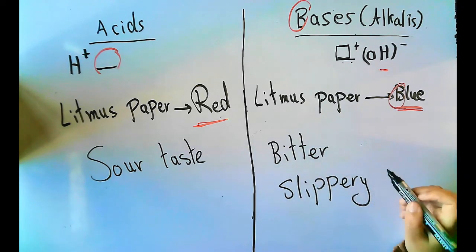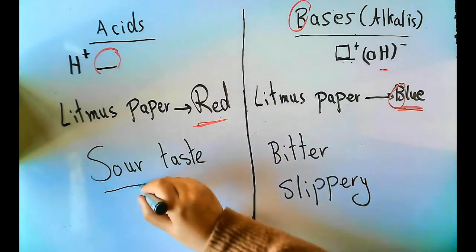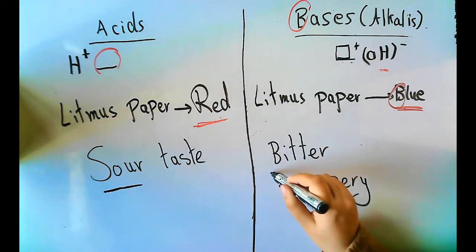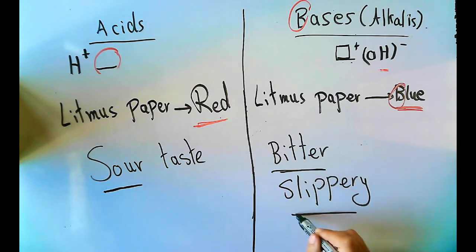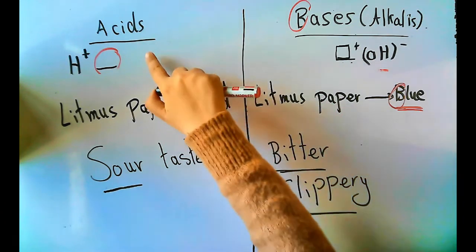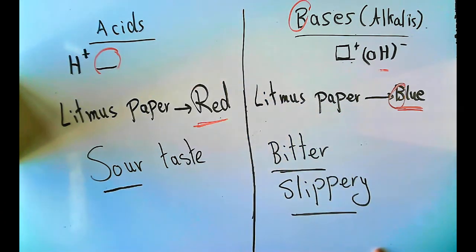Acids have a sour taste, but bases have a bitter taste and they feel slippery. So let's make a revision. Acids are chemical substances or materials which dissociate in water producing positive hydrogen ions.